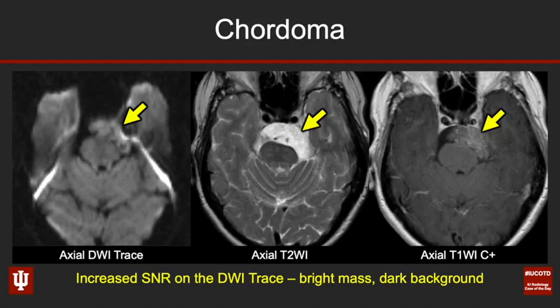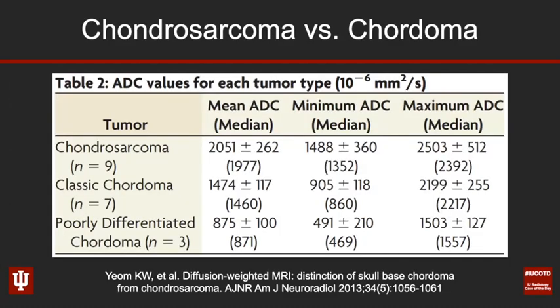against that dark background. There have been several authors who have looked at using ADC to differentiate chondrosarcoma from chordoma. This comes from Nancy Fishbein's group out at Stanford. And you can see there is some differential mean ADC values between chondrosarcomas, which tend to be brighter on ADC than chordomas, and the poorly differentiated chordomas have even lower ADC signal.